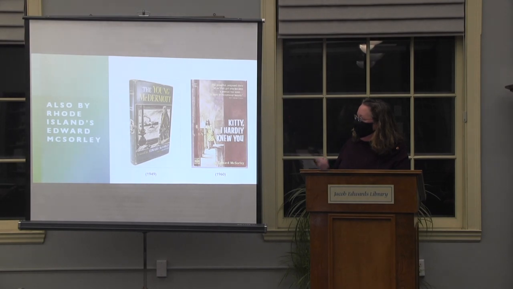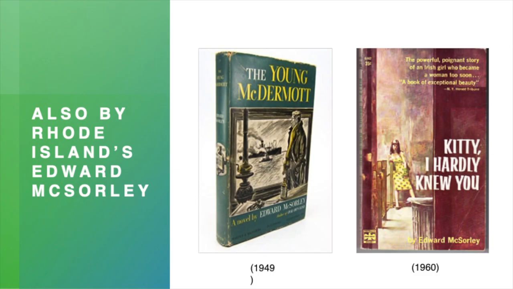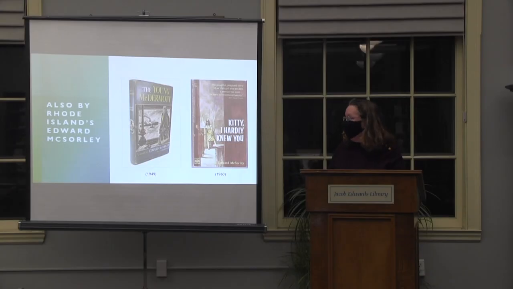McSorley wrote a couple of follow-ups to Our Own Kind, The Young McDermott, and Kitty, I Hardly Knew You. He is very well-versed in what's happening in Ireland at the time when he's writing, or the decades leading up to his writing. A lot of Irish American authors don't tend to talk about the Civil War in Ireland, for instance, but McSorley does. He's more in tune with what's going on, though he is Irish American, Providence born himself.